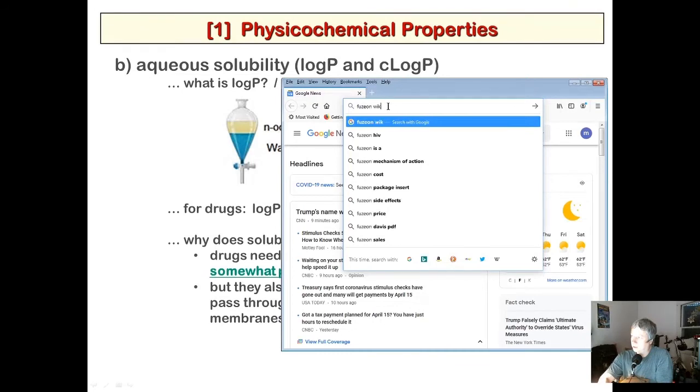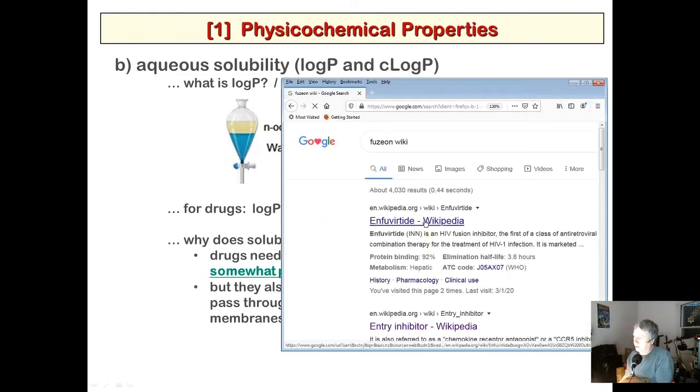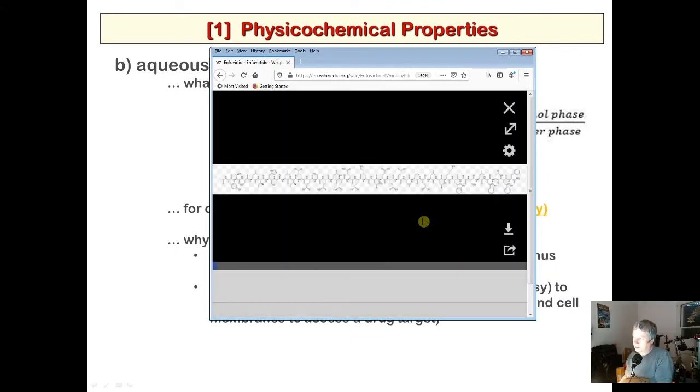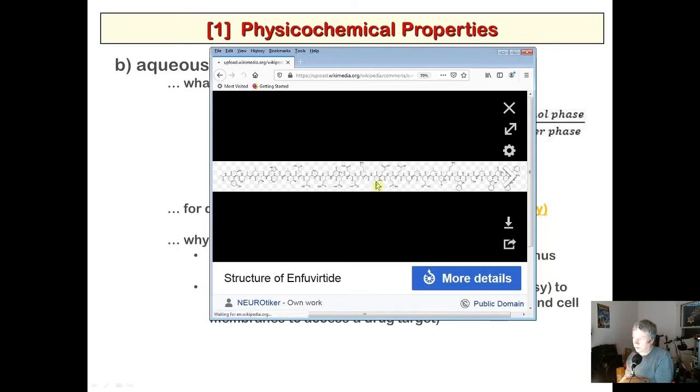Fusion, Wikipedia. Yeah, this works. That's cool. Okay, so I can capture my browser. Look at that. I don't know if you can see it.